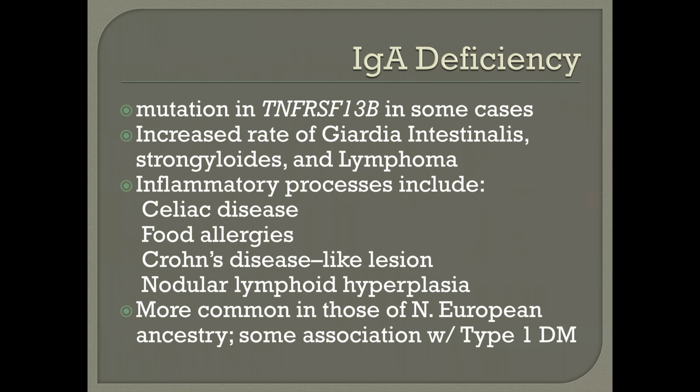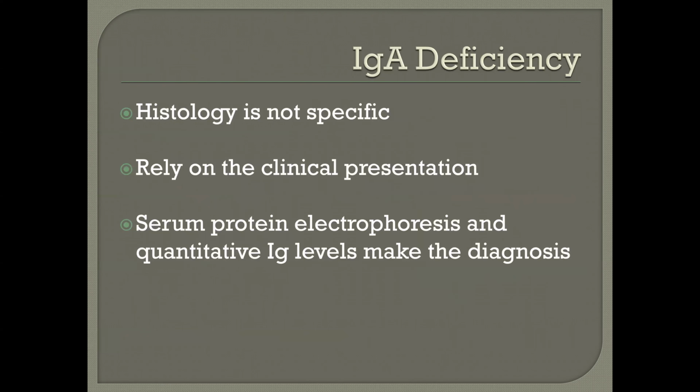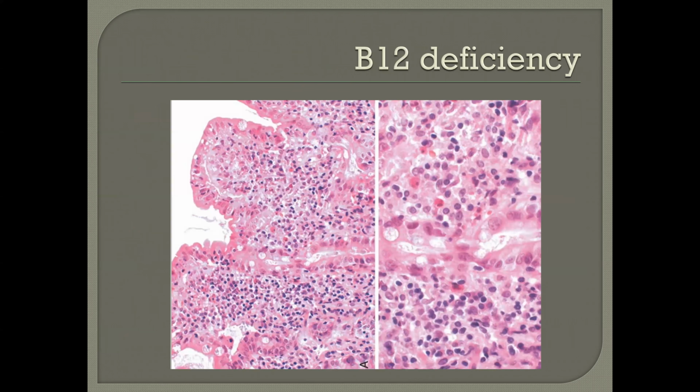And there are also other inflammatory processes that may be more frequently seen in these patients, like food allergies, celiac disease, and so forth. It's most common in those of Northern European ancestry and does have some association with diabetes. It's not a specific etiology, and so the clinical presentation and protein electrophoresis or quantitation would be required for diagnosis.